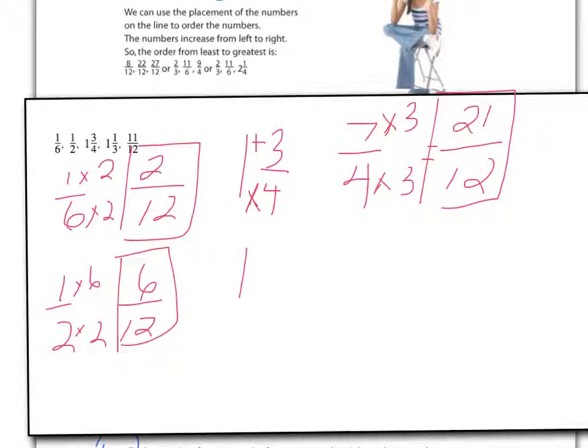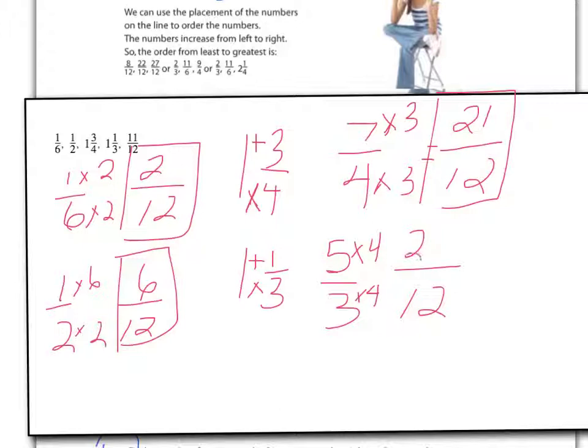I have 1 and 1/3, also a mixed number. I'm going to make it into an improper fraction. 1 times 3 is 3, plus 1 is 4, so that's 4/3. To get to 12, I'm going to multiply by 4 to the top and the bottom. 4 times 4 is 16, so 16/12 is my new fraction there.